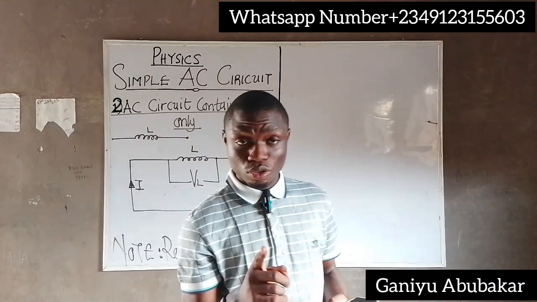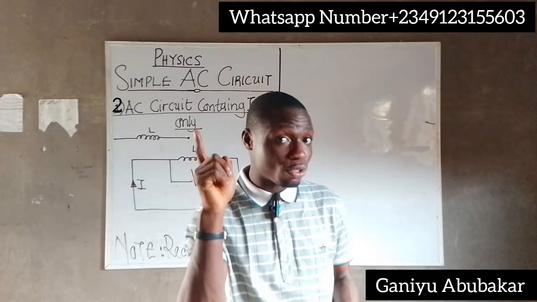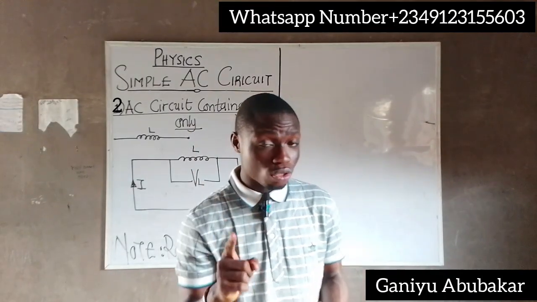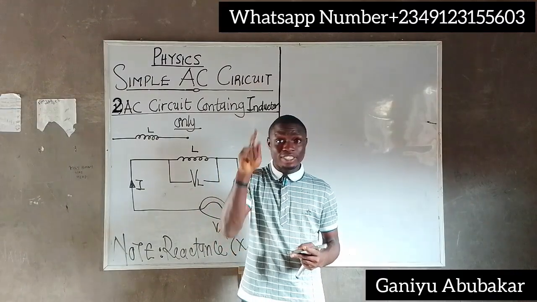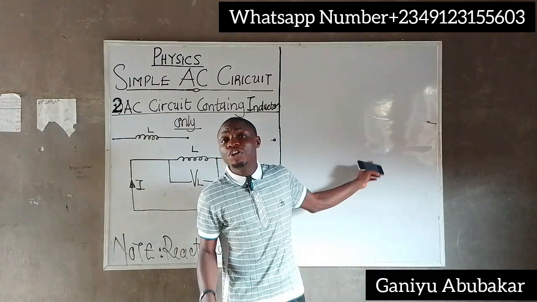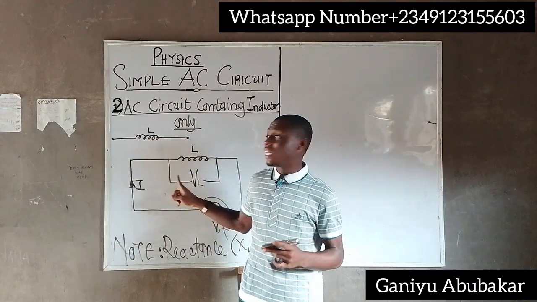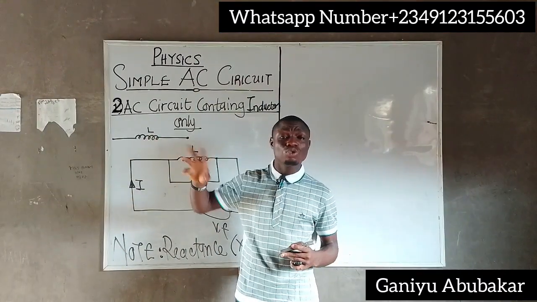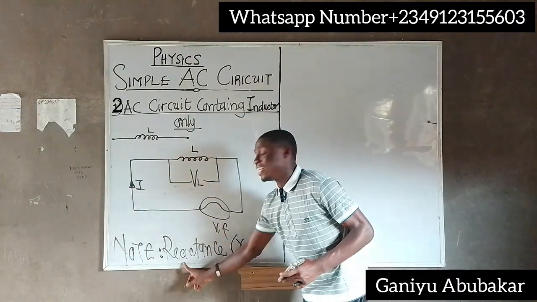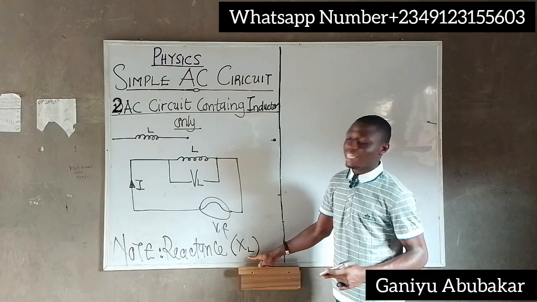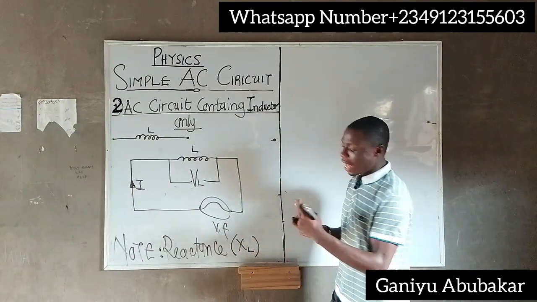The opposition to the flow of current in a resistor circuit is R. As I said, V equals IR. But in this case, in an inductor, the opposition to the flow of current is called what? The reactance. That's XL. The L signifies inductor.